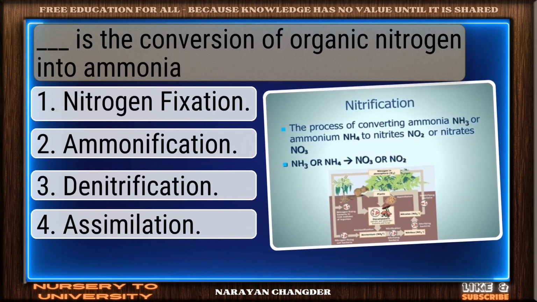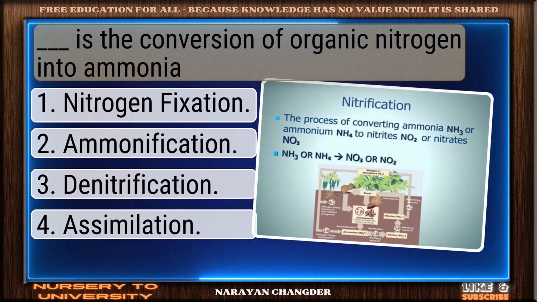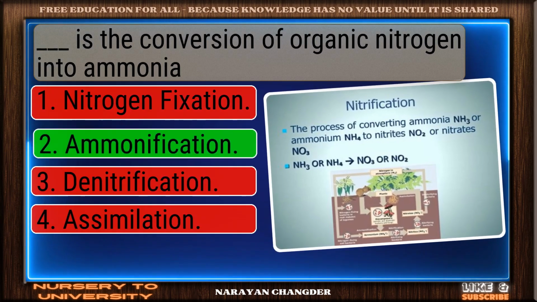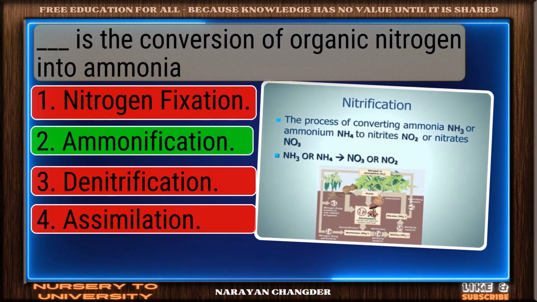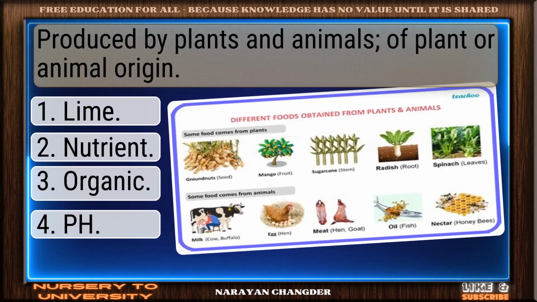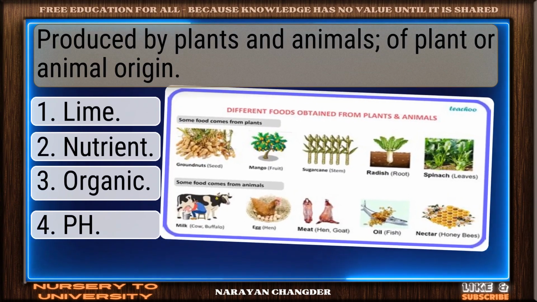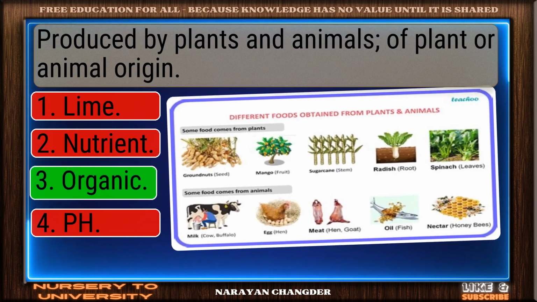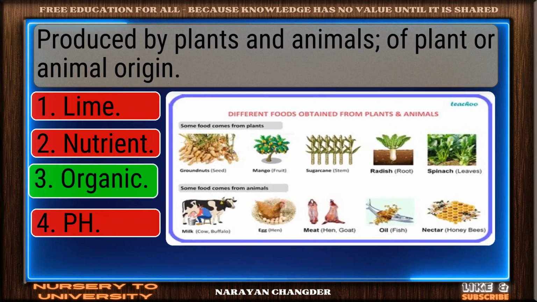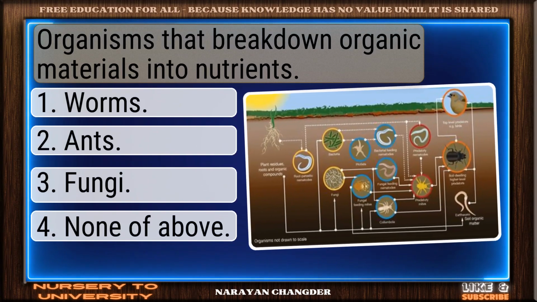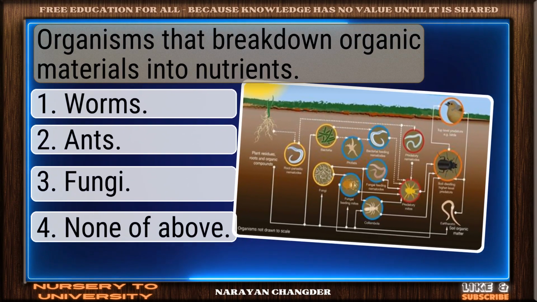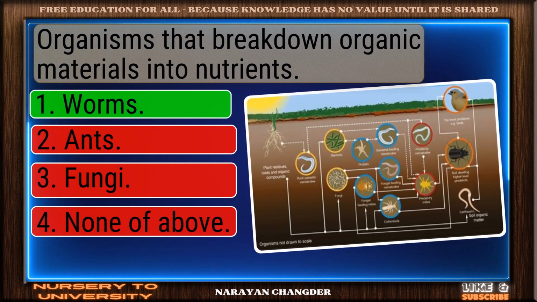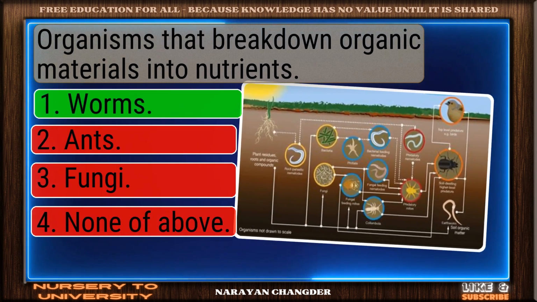Dash is the conversion of organic nitrogen into ammonia. Good job. Your answer ammonification works well here. Produced by plants and animals, of plant or animal origin. Bravo. Organic is the answer. Organisms that break down organic materials into nutrients. Right again. Worms is a valid answer.